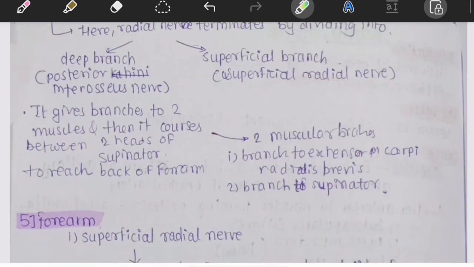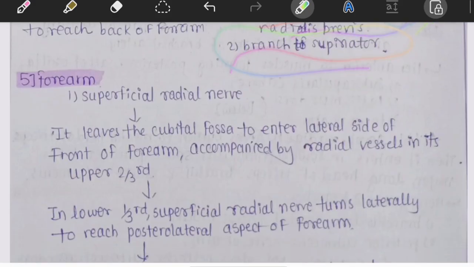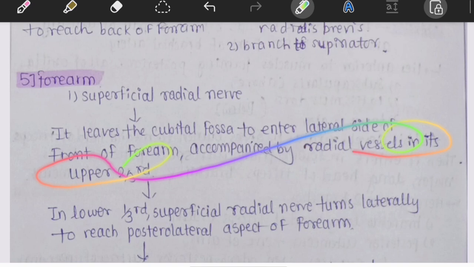It gives branches to muscles, then it goes between the two heads of the supinator muscle to reach the back of the forearm. Two muscular branches are the branch to extensor carpi radialis brevis and a branch to the supinator muscle. In the forearm, the superficial radial nerve leaves the cubital fossa to enter the lateral side of the forearm, accompanied by the radial vessels in its upper two-thirds.